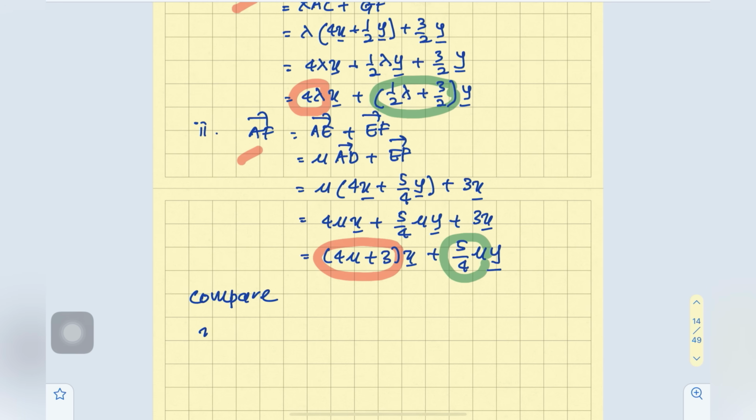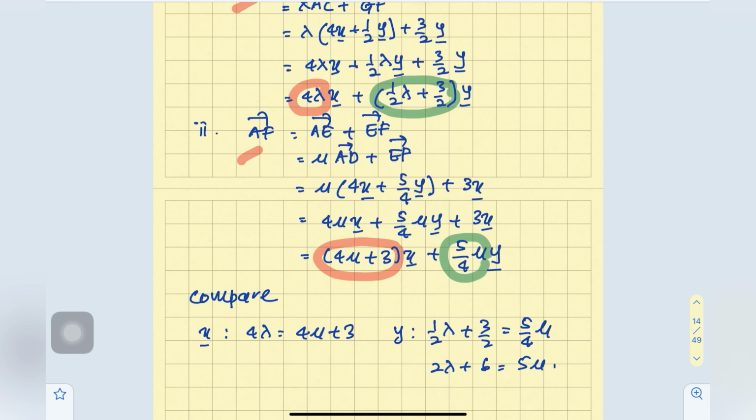So, the first one yang vector X, 4 lambda equals to 4 mu plus 3. Okay, yang vector Y, yang warna hijau ni. So, 1 over 2 lambda plus 3 over 2 equals to 5 over 4 mu. Okay. So, nampaknya ni kita boleh simplify. So, semua kita darab dengan 4. Okay. So, kita dapat this one 2 lambda plus 6 equals to 5 mu.